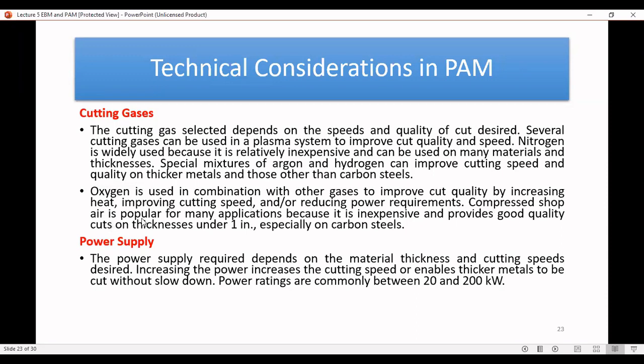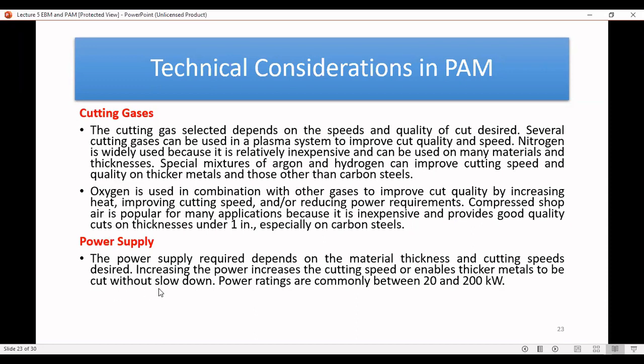Compressed shop air is popular in many applications also because it's inexpensive and provides good quality cuts for thickness under 1 inch, especially on carbon steel. So if you just want to cut carbon steel, with thickness under 1 inch, then you can use compressed air, which is cheaper in cost.